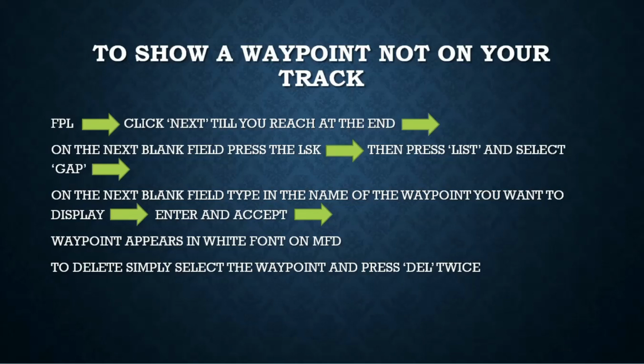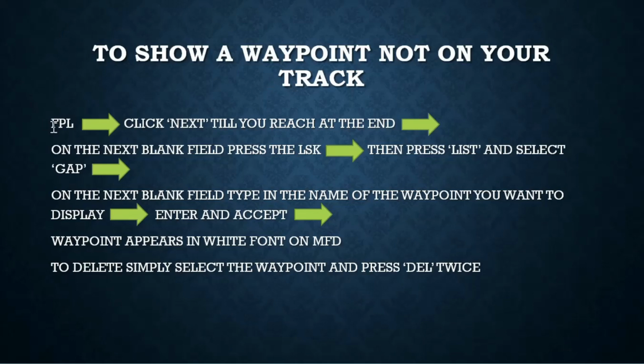So let's say now we want to show ROVM, the actual waypoint from where we have derived the modified waypoint. What you do in this case to show a waypoint that is not on your track, ROVM or any other waypoint for that matter, is that if it is within the perimeter of the display of your MFD, it will show. If it's thousands of miles away, I don't think it will show. So you can show any waypoint on the MFD simply by doing this procedure.